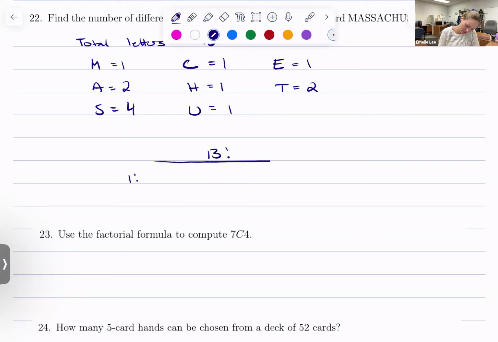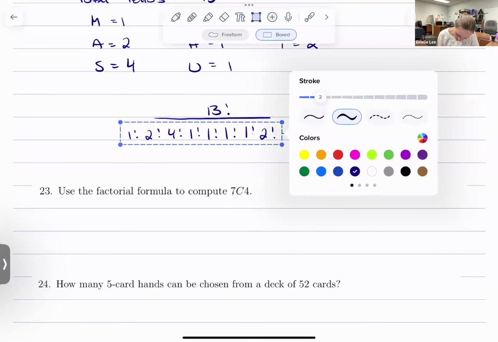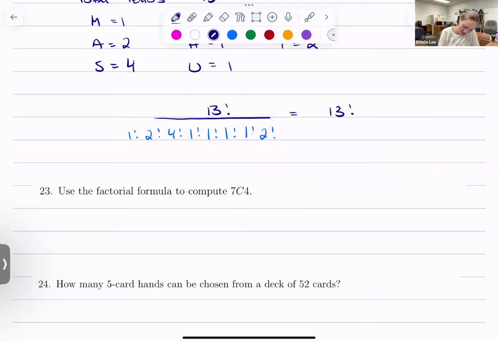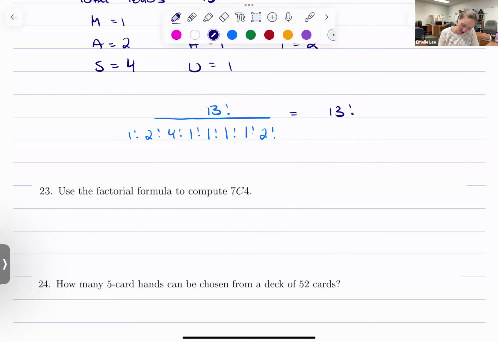Okay, fine. For completeness, I will. 1 factorial times 2 factorial times 4 factorial times 1 factorial, 1 factorial, 1 factorial, 1 factorial, 2 factorial, which is the same as 13 factorial. And I'll do this in light blue, which remember is the color of the optional work. So if you wanted to, I guess this would be optional too. If you wanted to skip this part, you could, as long as you show me this. 2 factorial, 4 factorial, 2 factorial.